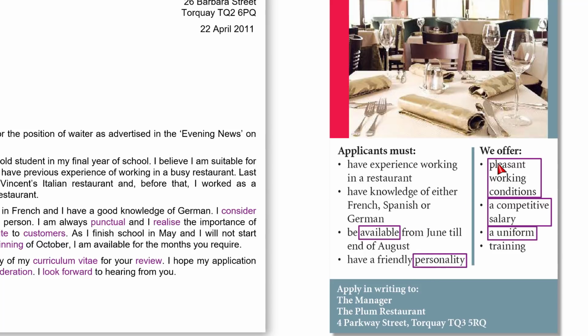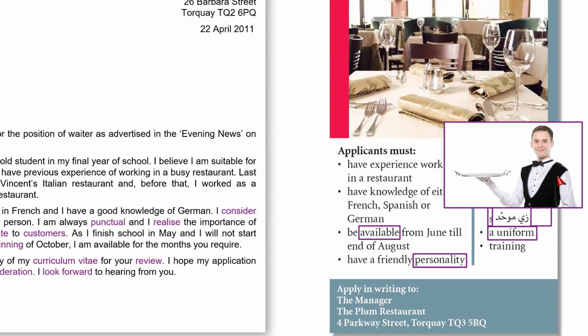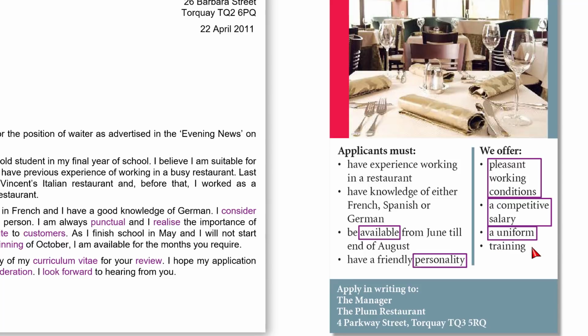We give pleasant working conditions. The working environment is nice, and we give a competitive salary, good money, and a uniform. When you are a waiter in a restaurant, you must wear the same as other waiters. It's a uniform. Everybody wears the same thing. And we give training. We teach you how you can be a good waiter. And you apply in writing. If you want the job, you must write to the manager, the Plum Restaurant. This is the name of the restaurant, the Plum Restaurant, and this is the address.